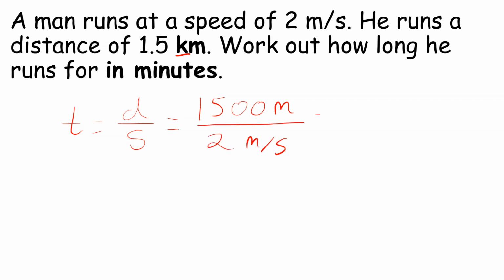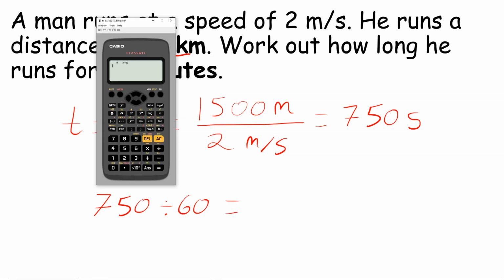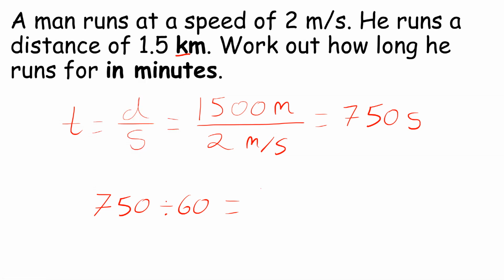So this will give me an answer of 750 seconds. But I want my answer in minutes. To change seconds into minutes, we need to divide by 60. So we need to do 750 divided by 60. So let's work that out. 750 divided by 60, we end up with 12.5. So we have 12.5 minutes.